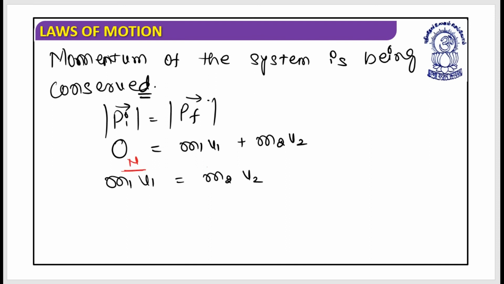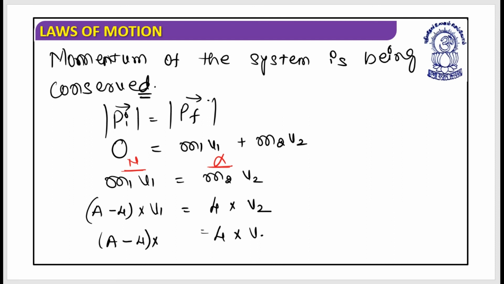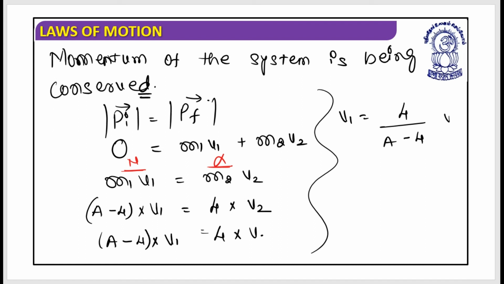Let's assume that this is the nucleus and this is the alpha particle. The mass of the remaining nucleus is A minus 4, multiplied by v1, and the mass of the alpha particle is 4, into v2. Now v2 is given as v, so I take this as 4 into v. This equals A minus 4 multiplied by v1. From this, v1 should be equal to 4 upon A minus 4 multiplied by v.